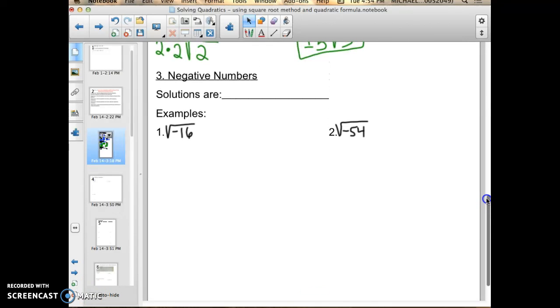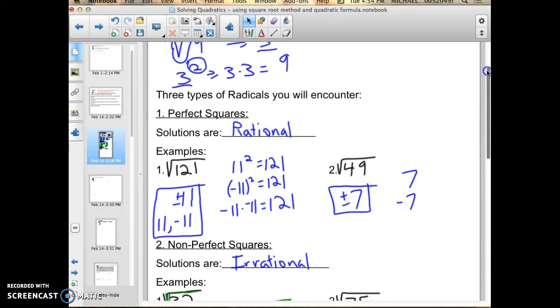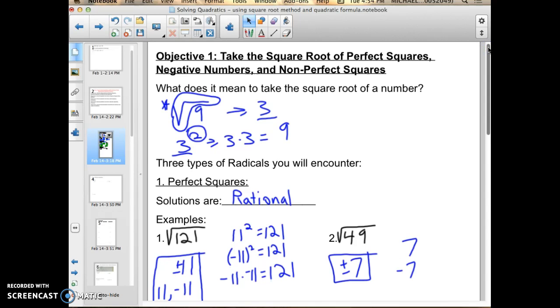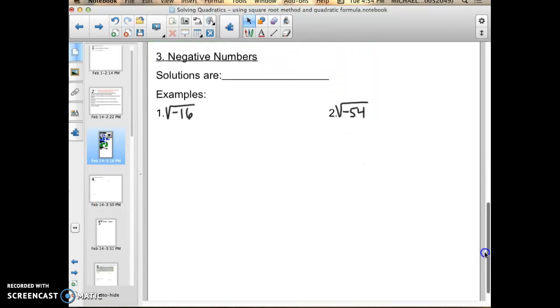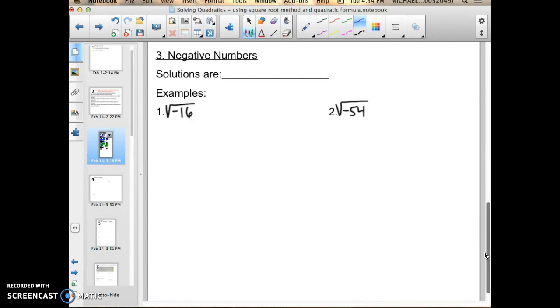The final part of objective 1, remember, objective 1 was taking the square root of perfect squares, negative numbers, and non-perfect squares. So we've already done a video on perfect squares and non-perfect squares, and I'm going to talk now in this video about taking the square root of negative numbers. If you take the square root of a negative number, the solutions are what's called imaginary. And I'm going to explain why they're called imaginary as I talk through example 1.